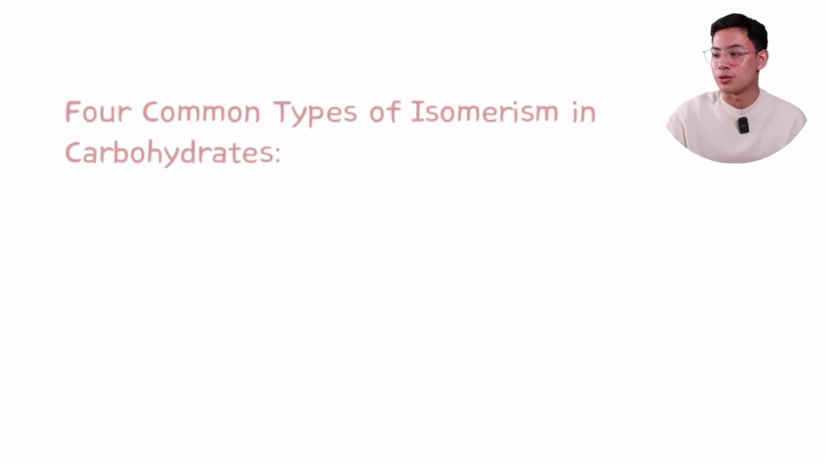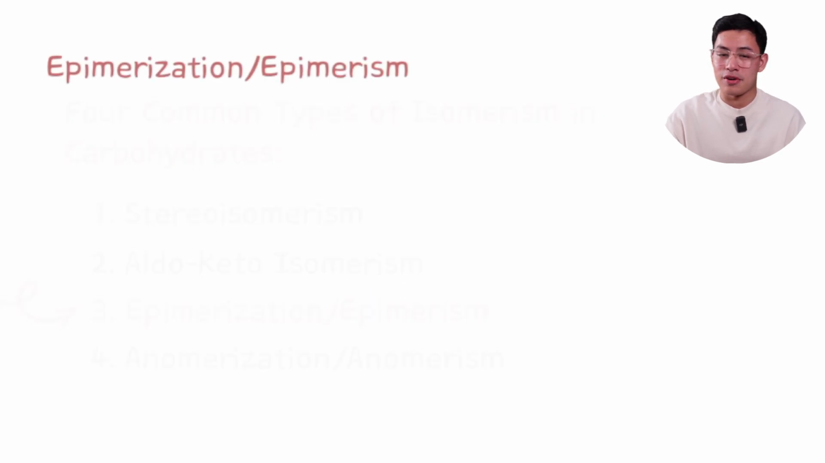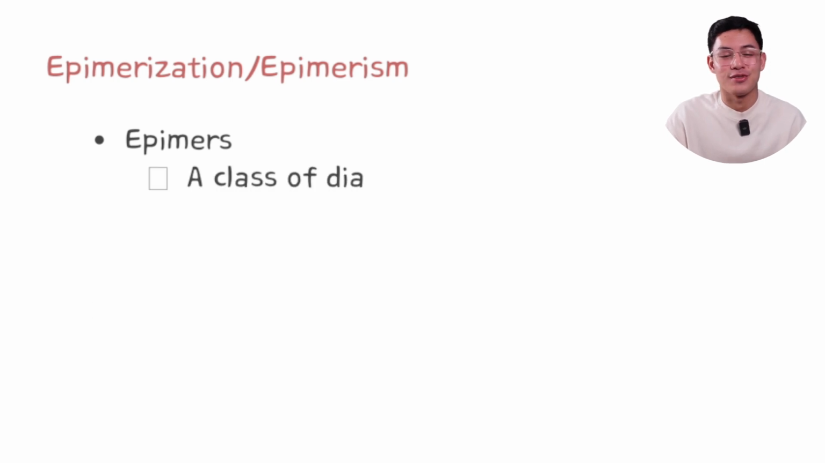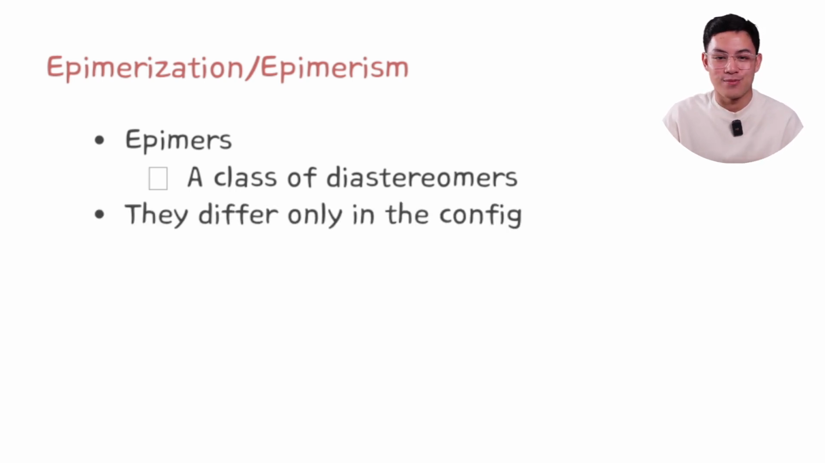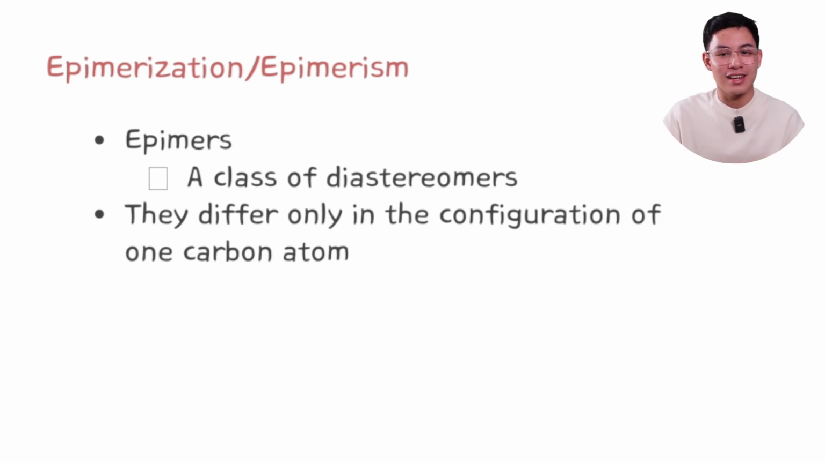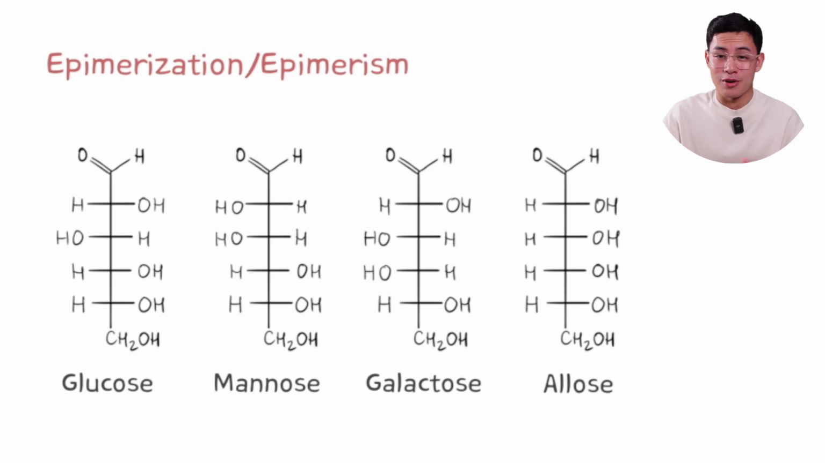Now we move on to epimerism. In epimerism, we introduce a new word called epimers. Epimers are essentially a class of diastereomers, and the principle behind them is that they are only different at one carbon atom. So let's take glucose for an example. Glucose can form epimers mannose, galactose, and allose. And here's how.